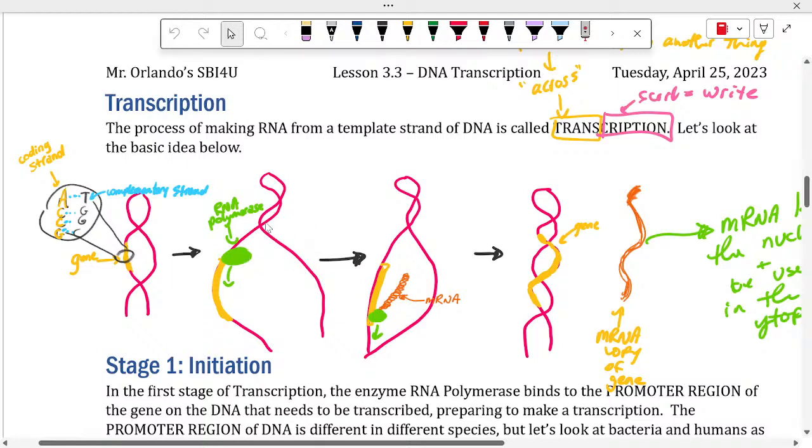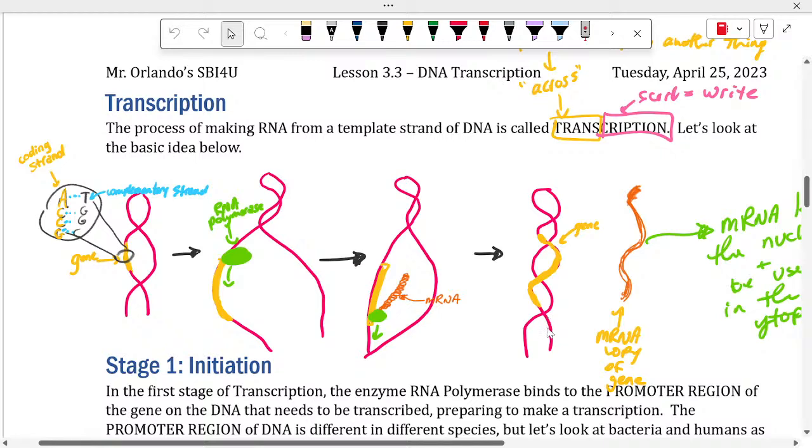We'll get a little replication fork. We'll open up the DNA just like we would in DNA replication, but RNA polymerase will bind, and as RNA polymerase binds, it will move across, and it will make a copy of the DNA, but not out of DNA, but out of RNA. Because RNA is single-stranded, that's not going to bind to the DNA. It's going to simply float off and be its own molecule. And then the original strand of DNA can simply be refolded back together.